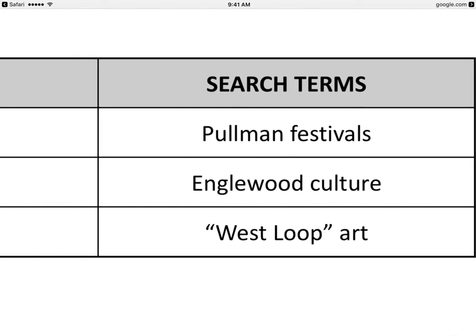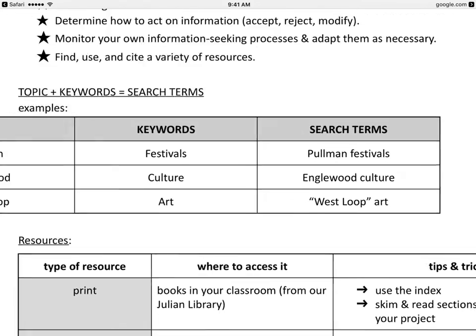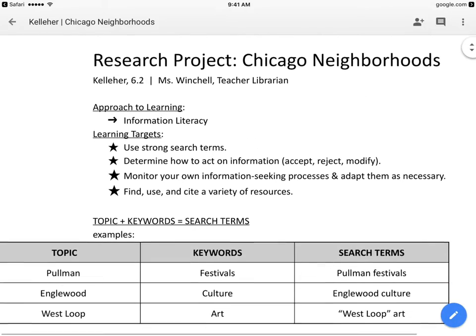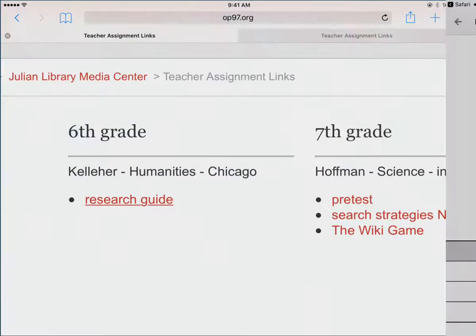So, Pullman festivals, Englewood culture, "West Loop" art. West Loop is in quotes because I'm searching an exact phrase, those two words together always. Notice I don't have any punctuation. I don't have "what are Pullman festivals in Chicago." Notice I don't have extra words. I just am using these very specific, strong search terms because I don't need to enter a lot of information into a website in order to find what I'm looking for.